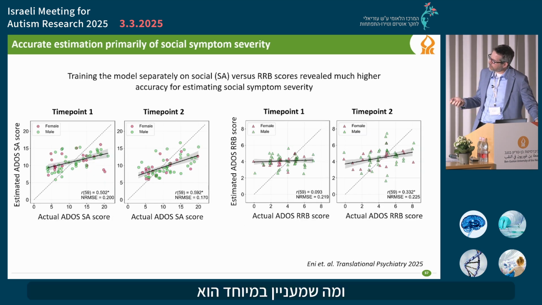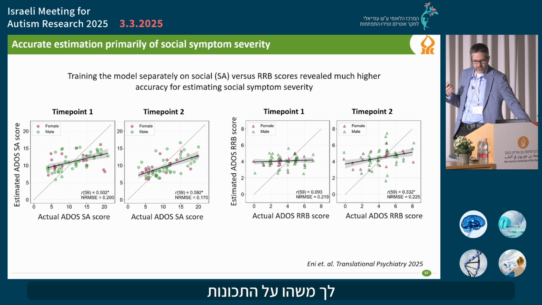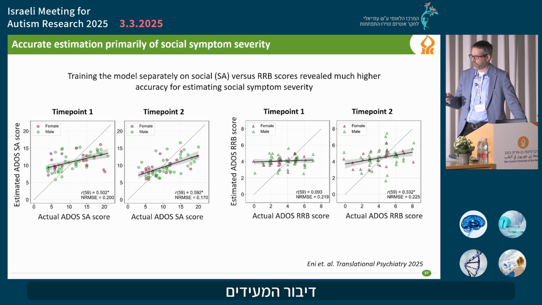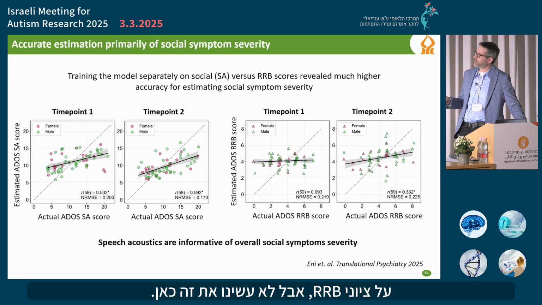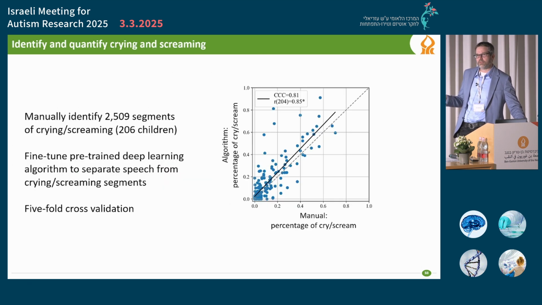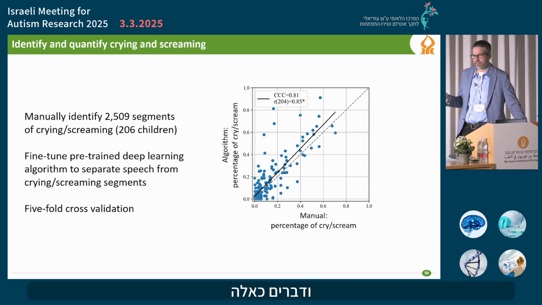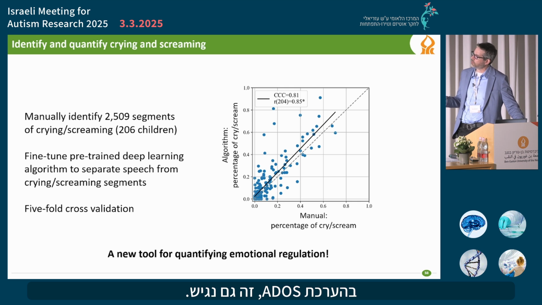And what's particularly interesting is that the model was specifically successful with estimating social affect scores and not RRB scores. And that tells you something about the features that we're looking at. You could imagine features that are associated with echolalia and other parts of speech that would be indicative of RRB scores, but we didn't do that here. We can estimate crying and screaming and identify that. So if you're thinking about quantifying tantrums and irritability and things like that in an ADOS assessment, that's also accessible.